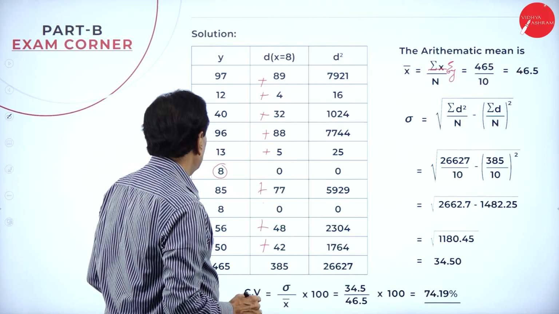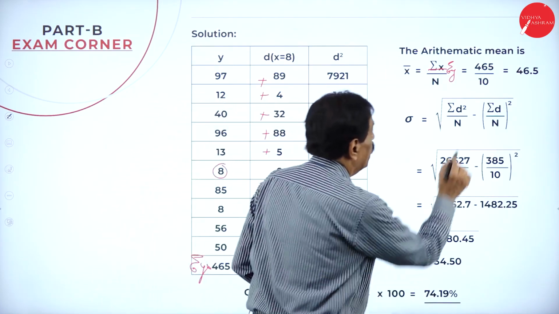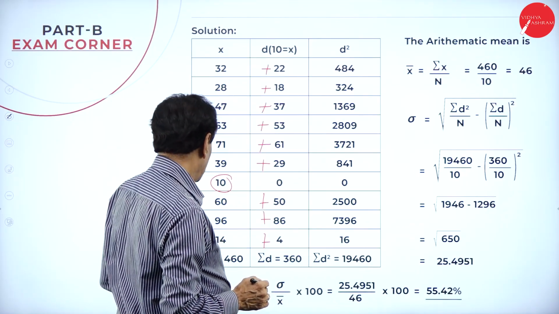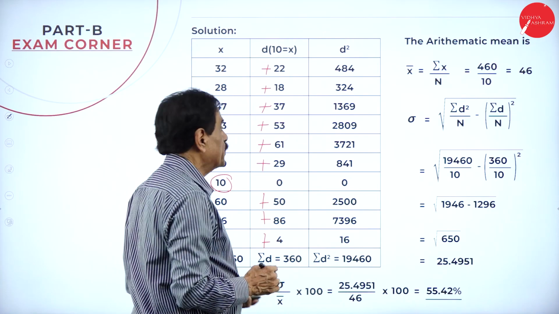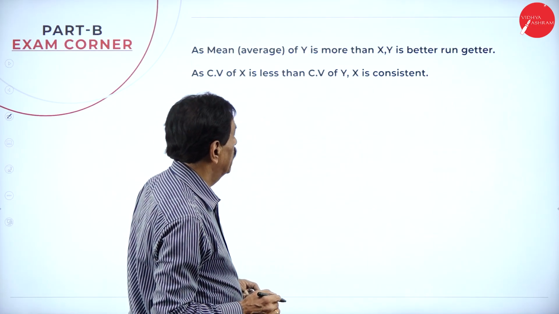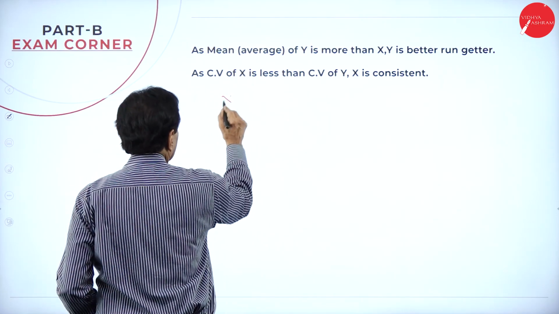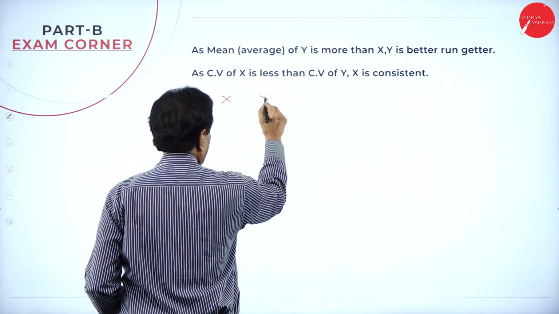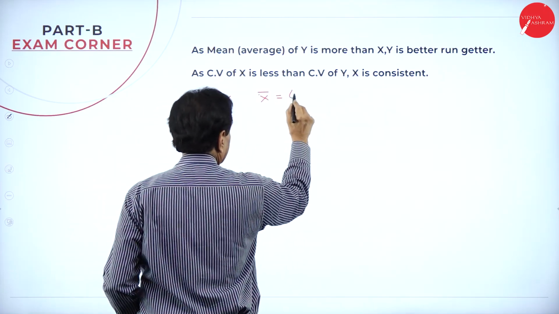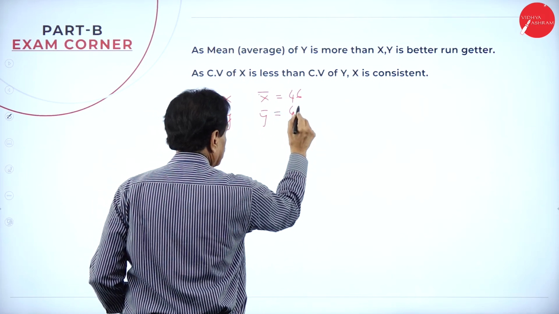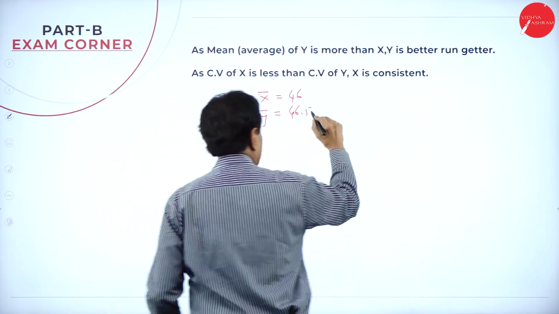See that here now. What's the average of Y? 46.5. X, how much did you get? X mean is 46. Y mean is 46.5. Who is better? Y is better.